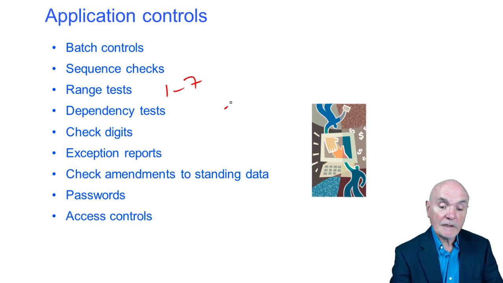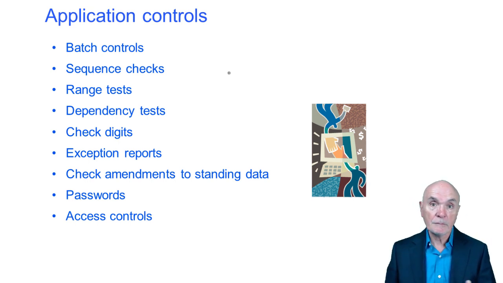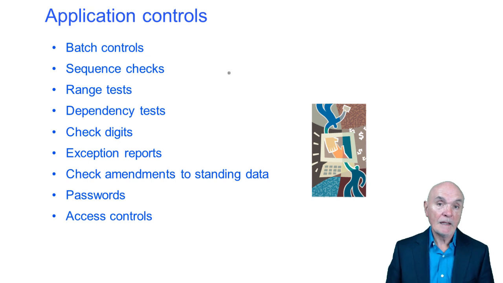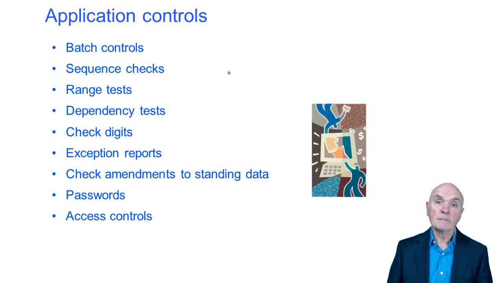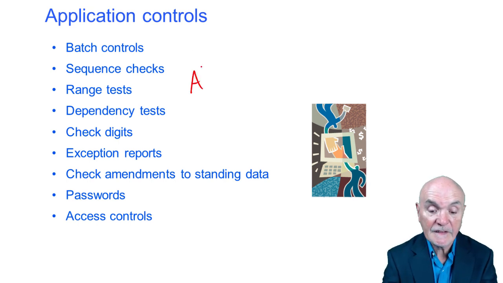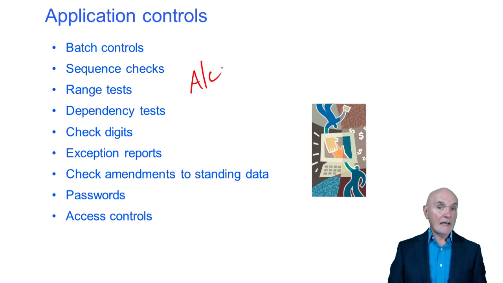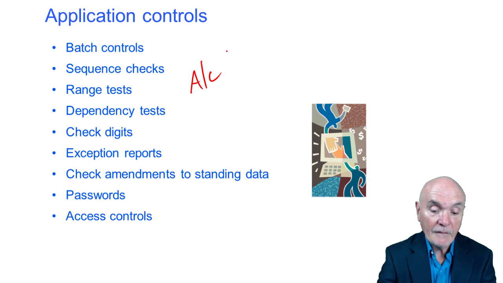Check digits, we won't get into that too much, but basically you construct account numbers, employee numbers, part numbers in some special way so that they comply with some sort of arithmetic. So it could be, for example, if you had an account number, and this is a very simple example of a check digit, the account number is, let's say, 122.